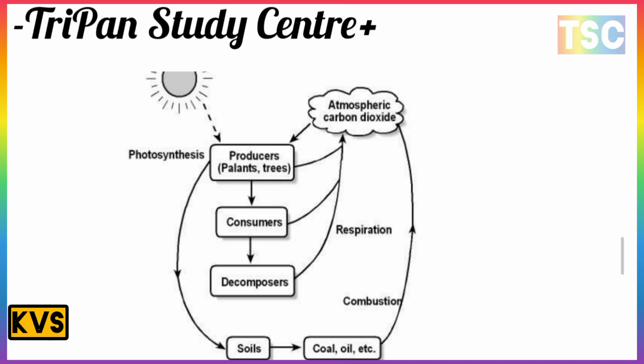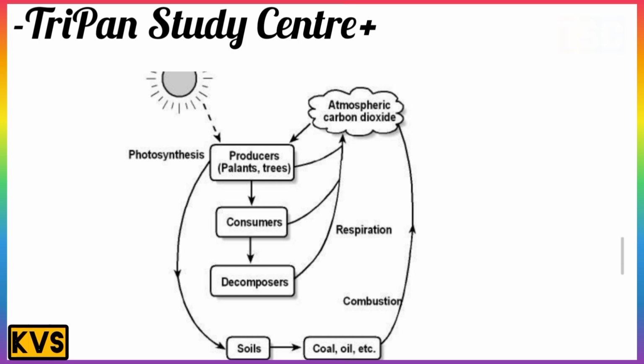There is a carbon cycle here: the sun, photosynthesis, the producers, plants and trees, and it goes to the consumers and decomposers. And the respiration here, atmospheric carbon dioxide, goes to the producers, plants and trees. There is a cycle. The other cycle goes back to the producers, plants and trees, as it goes to the soil and coal, oil and combustion, and then goes to atmospheric carbon dioxide. This is the most important carbon dioxide cycle.